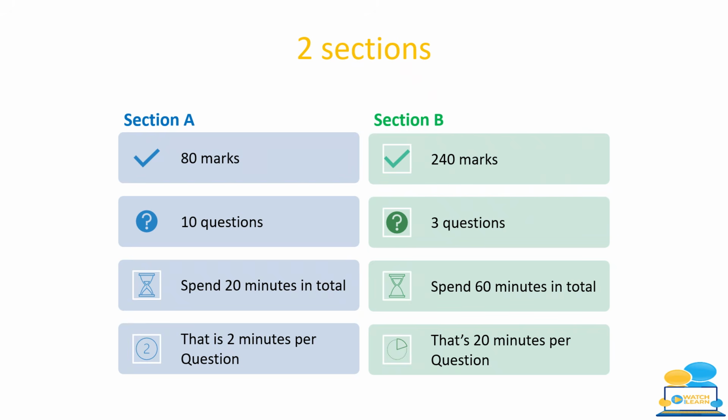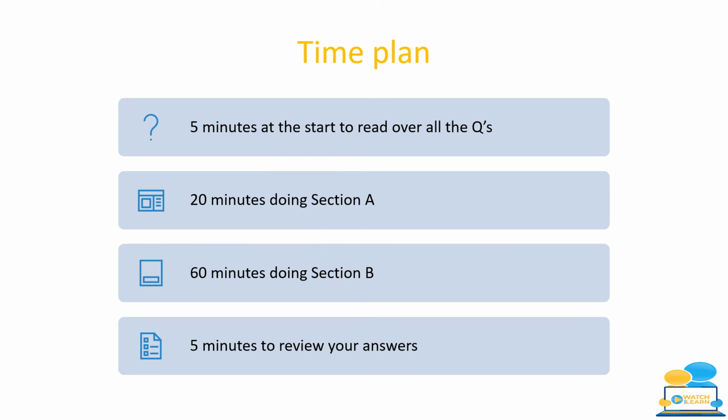There are 2 sections, so section A is worth 80 marks. There's 10 questions. You should spend approximately 20 minutes in total, so that's about 2 minutes per question. Section B is worth the most amount of marks, so that's 240 marks. There's 3 questions, spend 60 minutes in total, and that's 20 minutes per question. So this is a time plan.